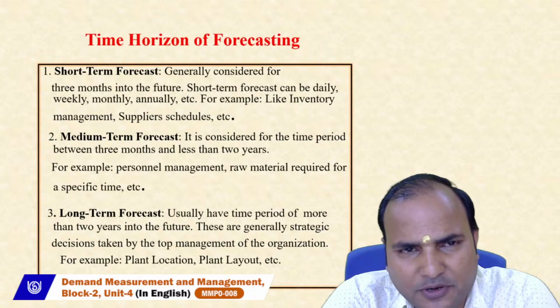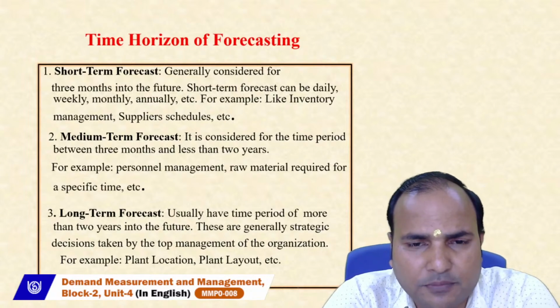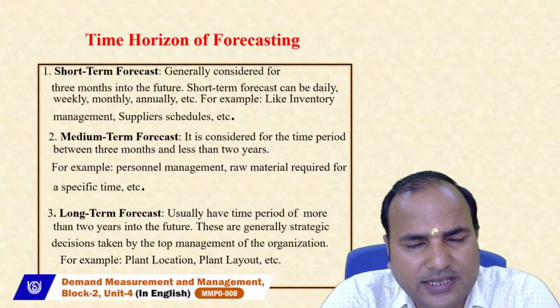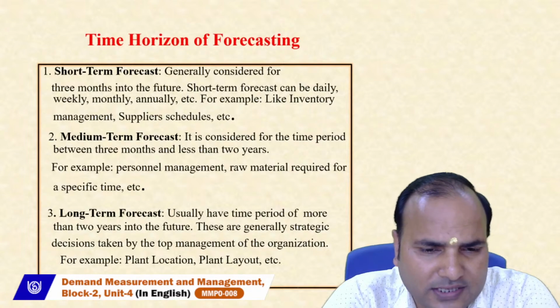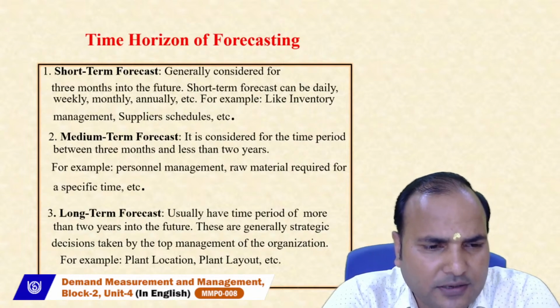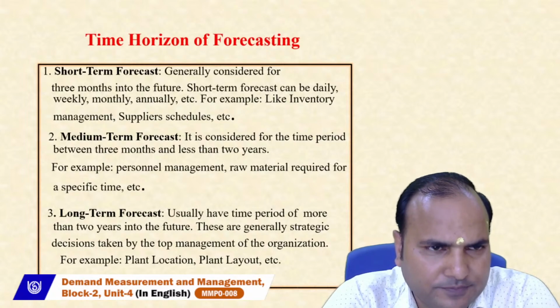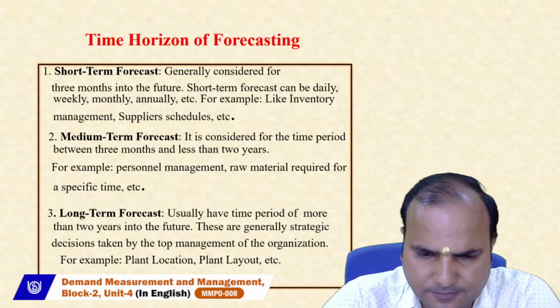So as per the time horizon of forecasting, the short-term forecast is up to 3 months. The medium-term forecast ranges from 3 months to less than 2 years. And the long-term forecast is beyond 2 years. This is about the time horizon of forecasting.